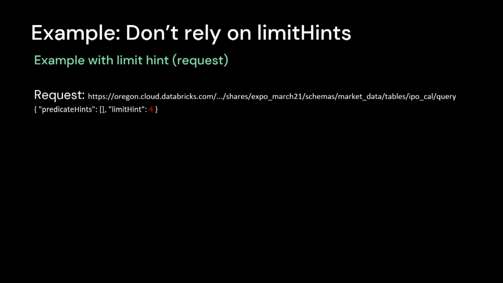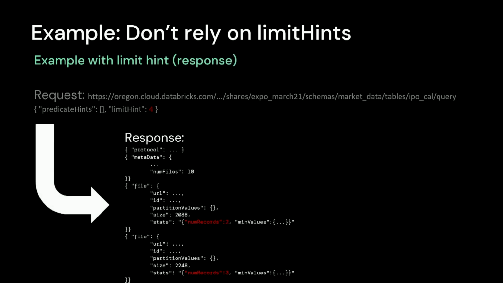In this particular case, I'm issuing a table query where I've specified a limitHint of 4. I just want 4 rows back. Now, the response I get from the delta sharing protocol in this case is a couple of file descriptors. And the first one indicates that I've got 2 rows of data in that Parquet file. The second file descriptor shows that there's 3 rows. I asked for 4, I got 5. But I didn't get more. So it really did make a best effort.